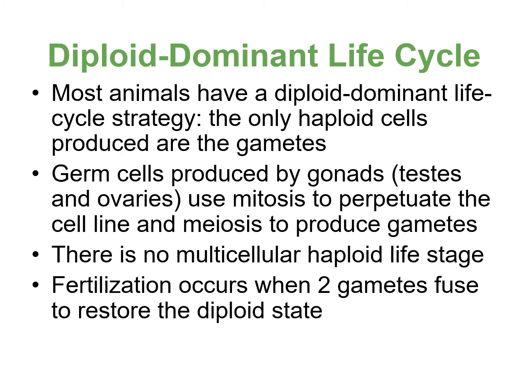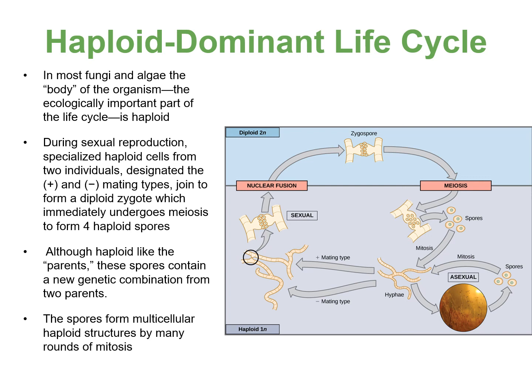Most animals have a diploid-dominant life cycle strategy. The only haploid cells produced are the gametes, or the sex cells. The germ cells produced by the gonads, which are the testes and the ovaries, use mitosis to perpetuate the cell line and meiosis to produce the gametes. There is no multicellular haploid life stage, and fertilization occurs when two gametes fuse to restore the diploid state. Fertilization: sperm meets egg.